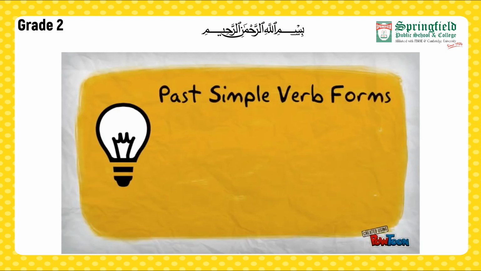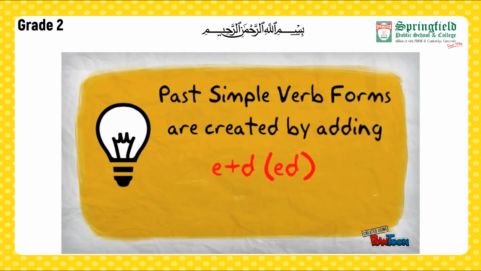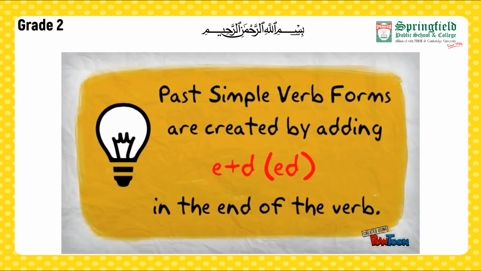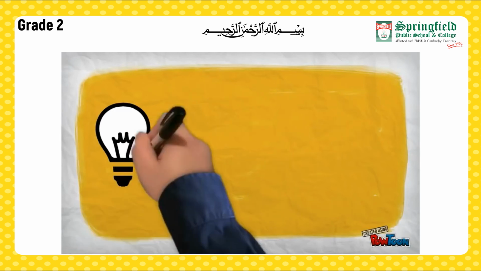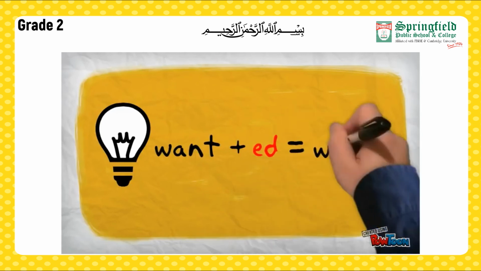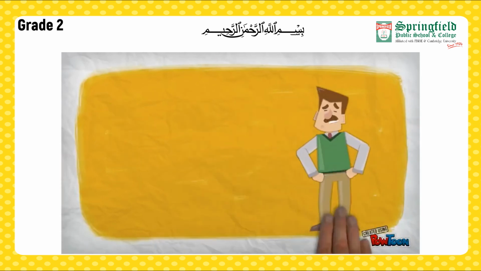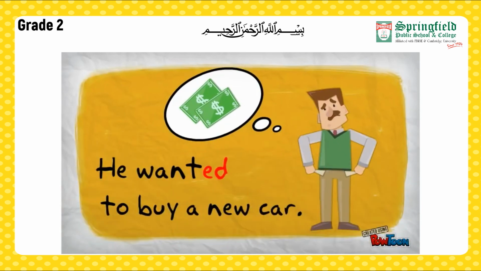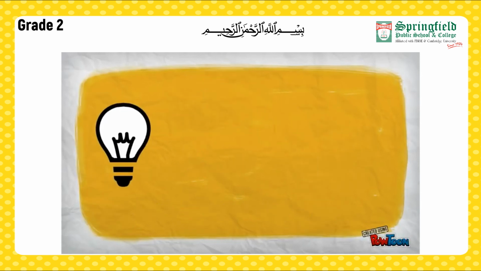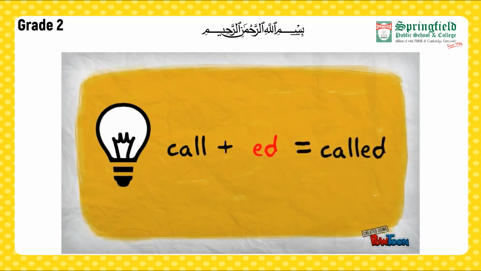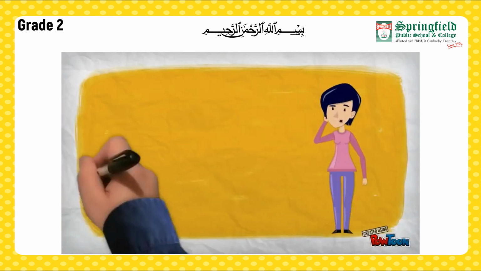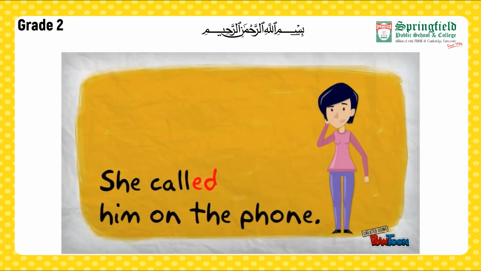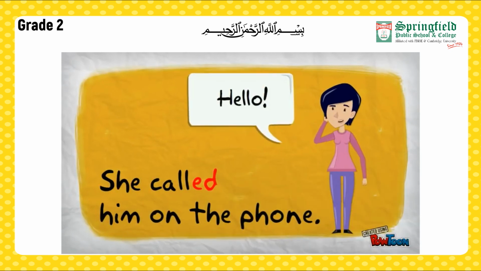Past simple verb forms are created by adding e and d in the end of the verb. For example, want, wanted. He wanted to buy a new car. Call, called. She called him on the phone. Hello.